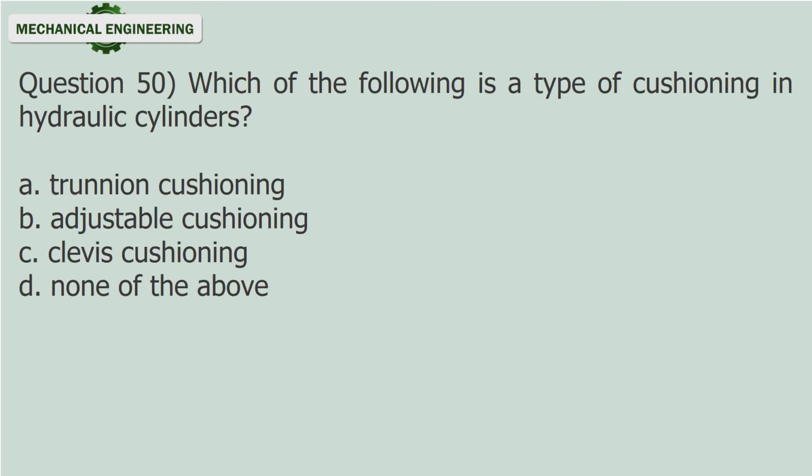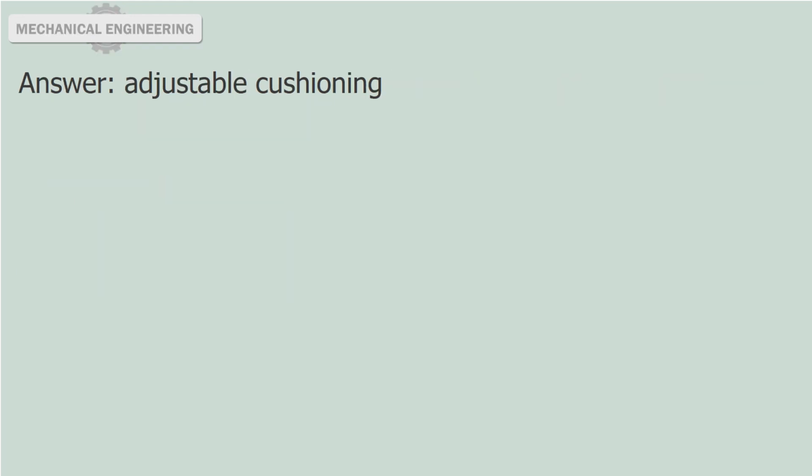Question 50. Which of the following is a type of cushioning in hydraulic cylinders? A. Trunnion cushioning. B. Adjustable cushioning. C. Clevis cushioning. D. None of the above. Answer: adjustable cushioning.